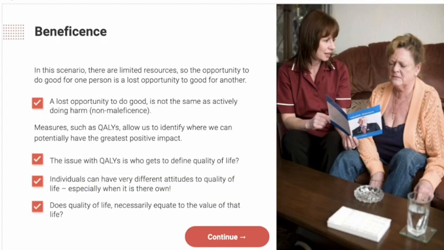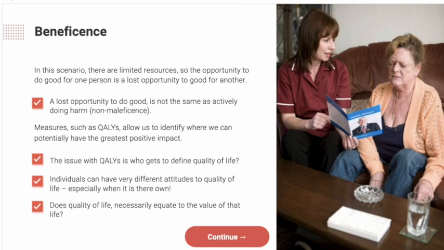So, thinking about the pillars here, beneficence. In this scenario, there are limited resources, so the opportunity to do good for one person is a lost opportunity to do good for another person. A lost opportunity to do good is not the same as actively doing harm, as in non-maleficence. I think that's important to highlight. Measures such as QALYs allow us to identify where we can potentially have the greatest positive impact. That's a pro for that.